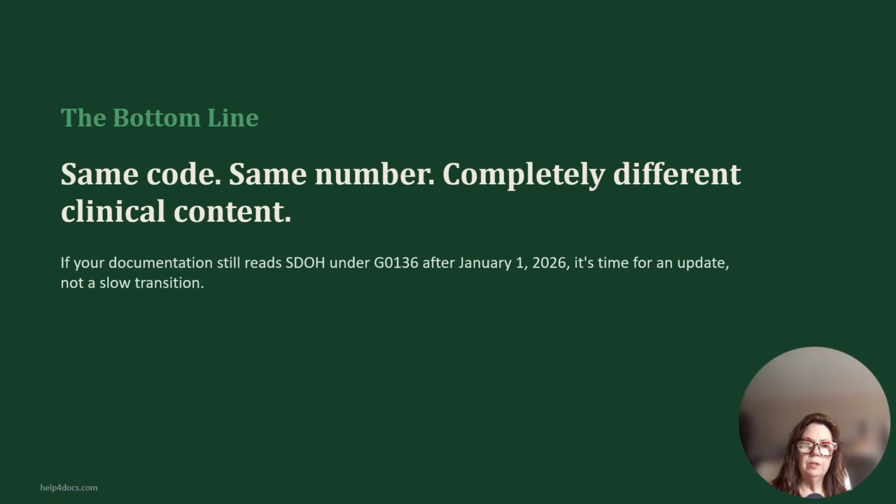Okay, so if you take one thing away from this talk, I'd like it to be this. The code G0136 did not change, but everything that it's supposed to measure did. And it wasn't a slow phase in. It was effective January 1st, 2026. So, December 31st to January 1st was a big jump. So if your documentation for 2026 still reads like an SDOH assessment, don't wait till the next quarter. Fix that today. Fix it right away.